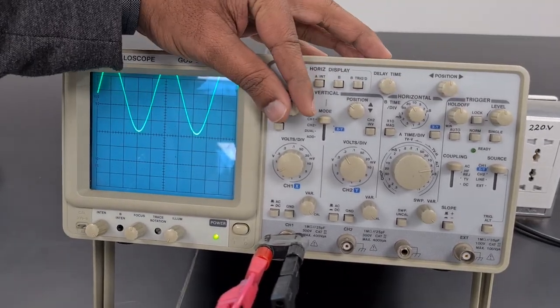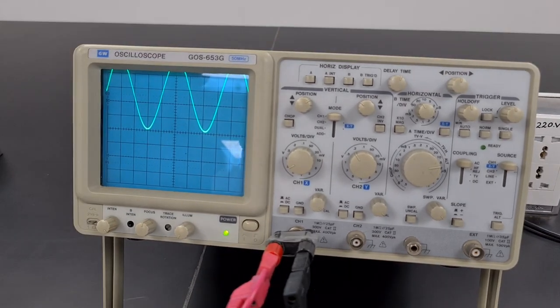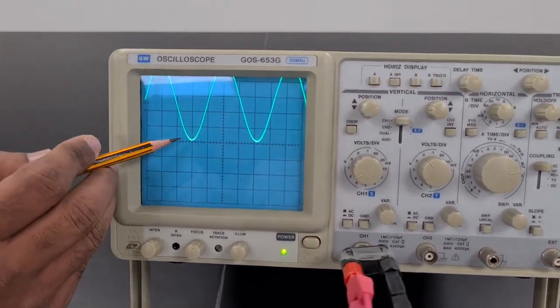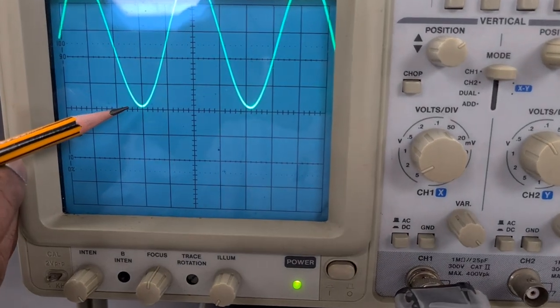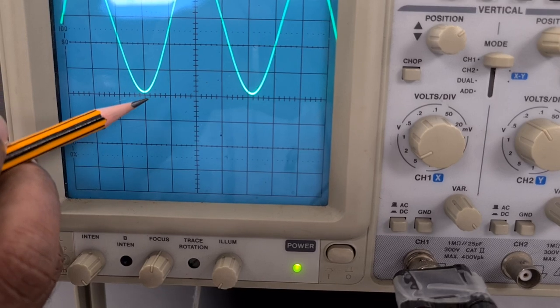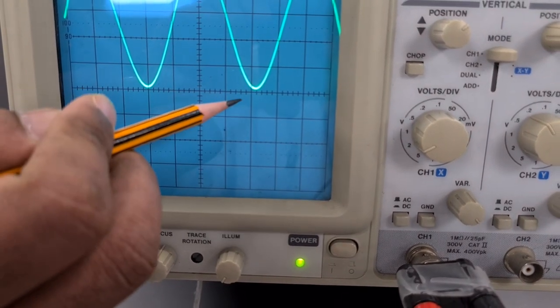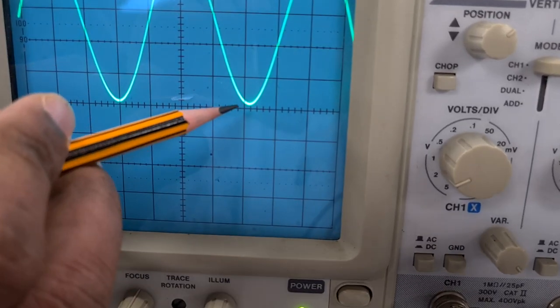And I am going to touch this peak to the x-axis line. Now you can just have a look here. From this peak to this peak, how many divisions are there? Each line here represents 0.2. That means one complete box, two complete boxes, three complete boxes, four complete boxes, and this is 4.2.